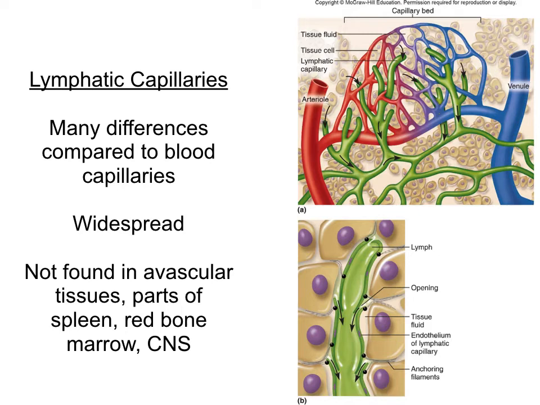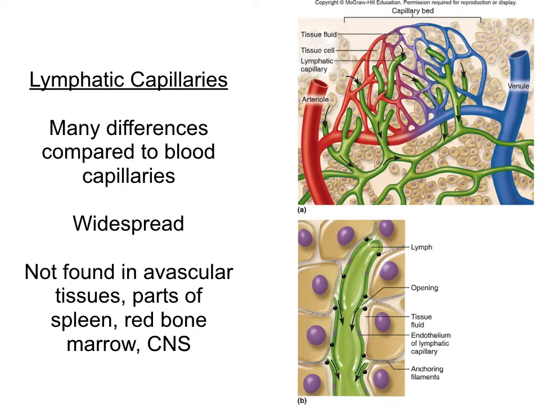The lymphatic capillaries actually start as blind-ended pockets, meaning each lymphatic capillary just magically starts inside the tissue. Now that's different from blood capillaries because blood capillaries are connected to an arteriole at one end and a venule at the other. The fact that lymphatic capillaries just sort of begin and have this unattached end is very unique.